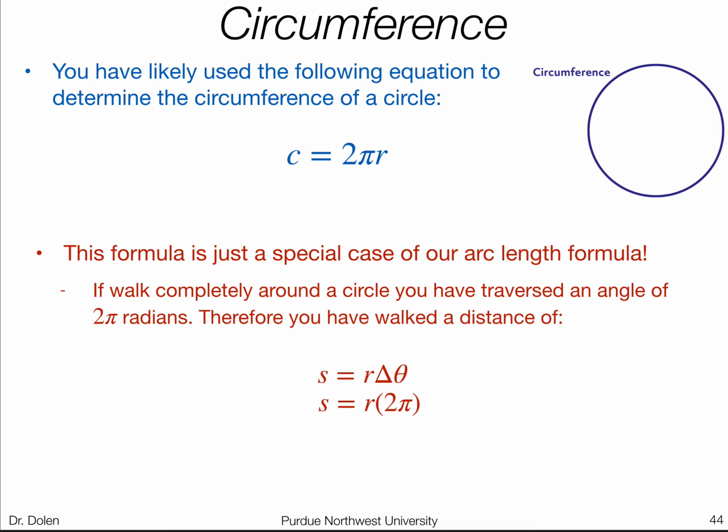Okay, and then just as a reminder, I think everybody is familiar with the circumference formula, right? How far is it to completely walk around a circle? The circumference of that circle is 2 pi times the radius of the circle, right?